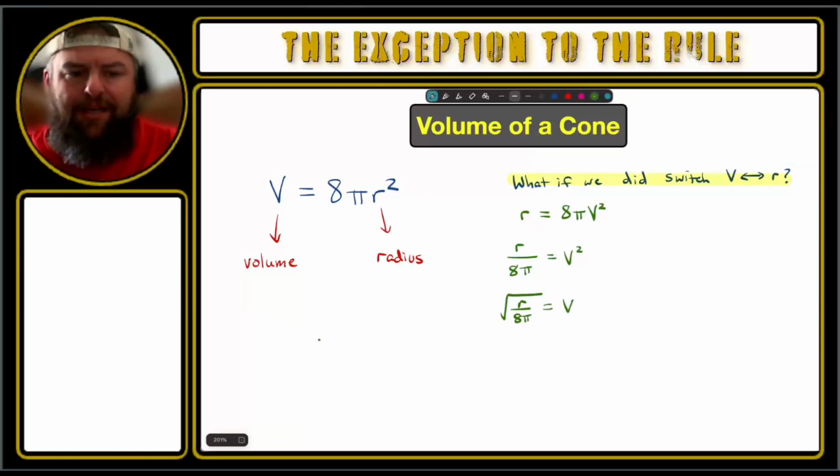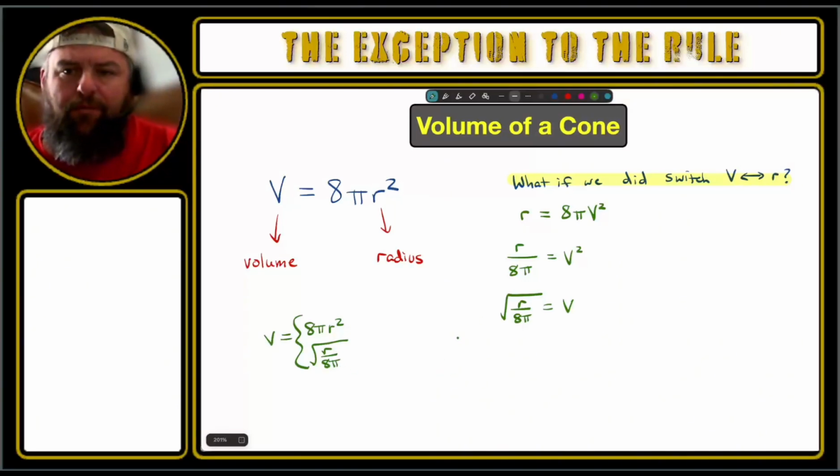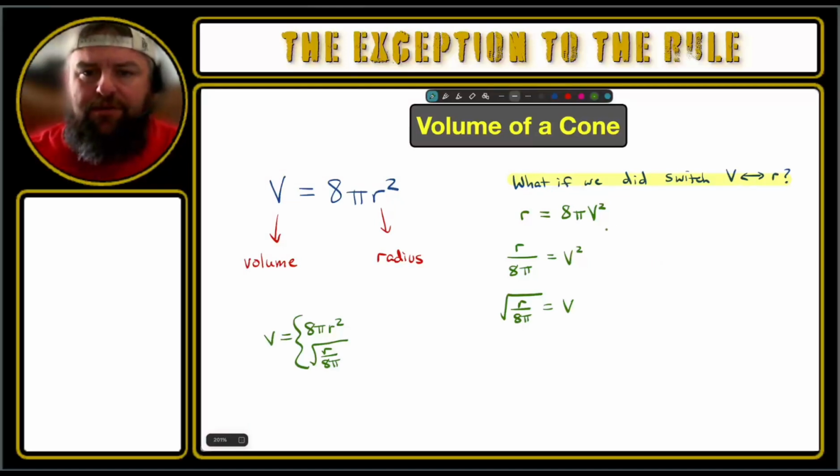So on one side, we have volume equaling 8 pi r squared, but then we're also trying to say that it equals the square root of r divided by 8 pi. Volume cannot be two different functions. So therefore, we cannot switch volume for radius whenever we are doing the inverse. Instead, all we do is just solve for r.